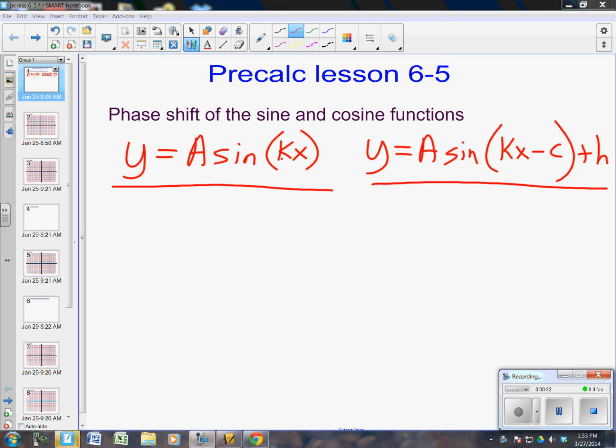So I want to just review really quickly amplitude. I think you guys all know what amplitude is, right? Yeah, I think you know that one. Okay, A equals amplitude. Okay, we all know what K does. What does K do?